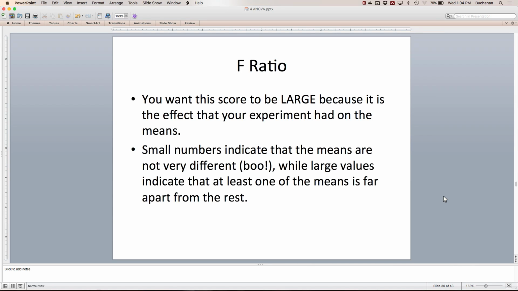So we want this model variance to be large because it's about the model. It's about the IV. There are big group differences. Small numbers indicate that the means are not very different because they overlap a lot. Large numbers mean that they're far apart, which is what you want. So you want this top number to be big, and correspondingly, we're going to want the bottom number to be small. So you want all the variance to be about the model, not the error.